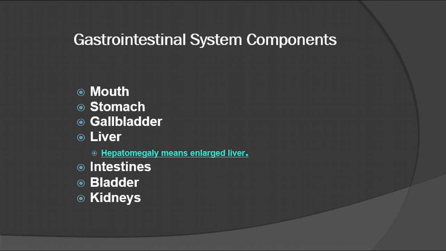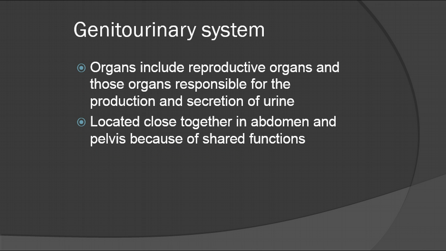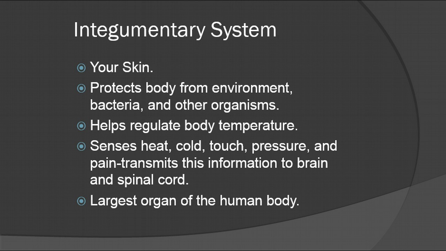GI system components, again, mouth, stomach, gallbladder, liver. Hepatomegaly means enlarged liver. Important to know because you will be encountering this on a regular basis if you haven't already. Intestines, bladder, and kidneys. Genitourinary system. So just what it says, it covers the genitals and the urinary system. They are located close together in the abdomen and pelvis, and they have shared functions.